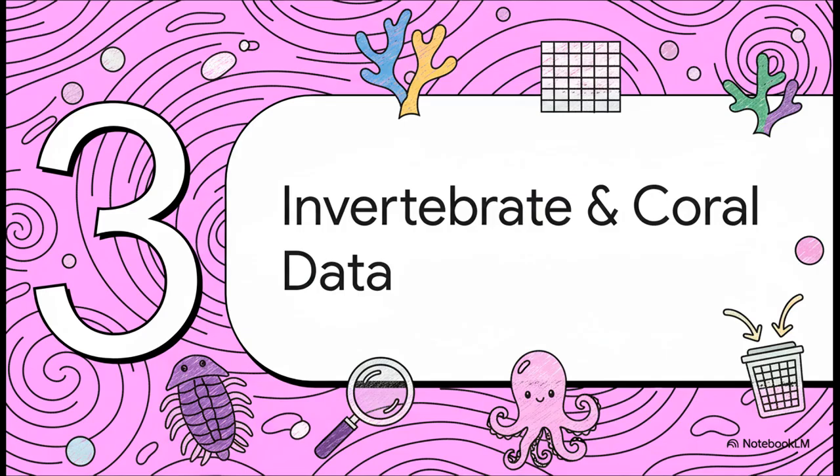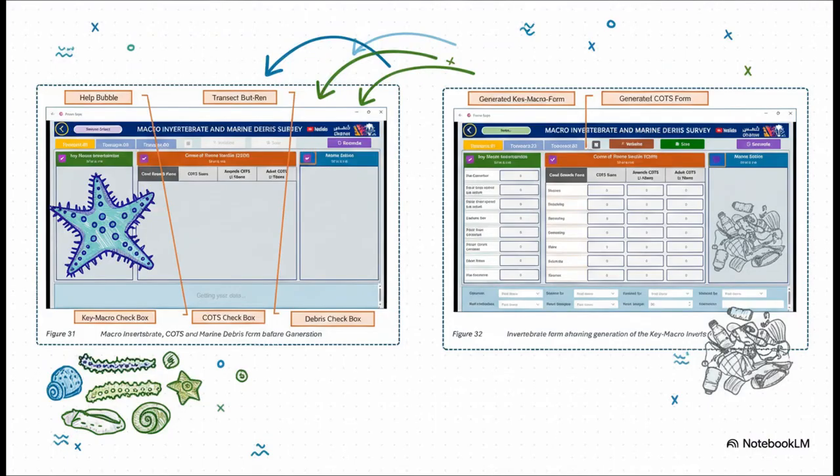The process is pretty similar, but they have a few key differences, especially when it comes to generating forms and, more importantly, how you delete data. So, for this invertebrate survey form, you'll see these little checkboxes for different sections, like key macros or COTS. Before you click Generate, you need to check the boxes for only the sections you actually collected data for. So if you only did key macros and COTS, you check those 2 boxes, then hit Generate.